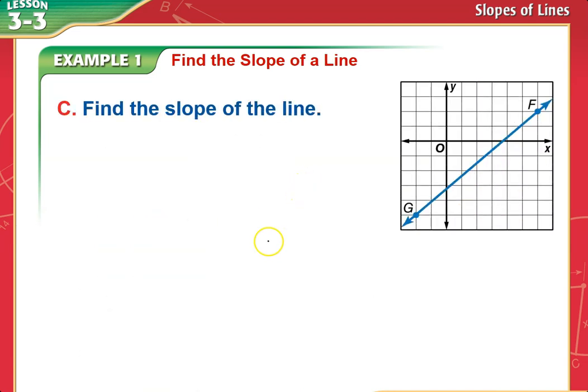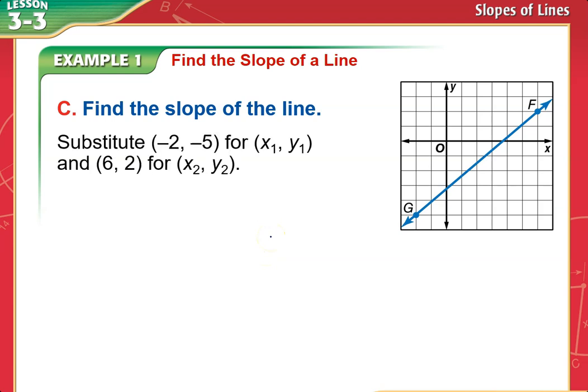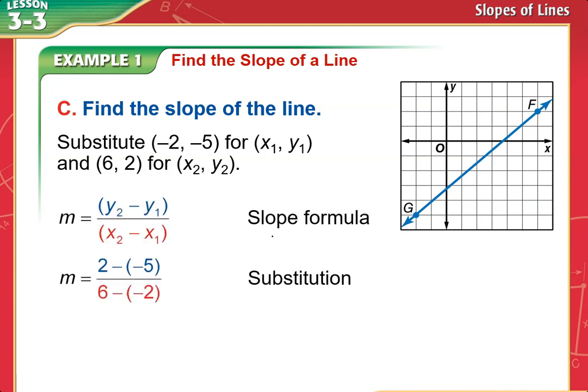Here we're finding the slope, and it looks like the slope is going to be positive since it is going to the right and up. And so we have our 2 points, -2, -5, and 6, 2. Doing the rise over run formula, we end up with a substitution of 7/8 as our final answer. So we have a slope of 7/8.